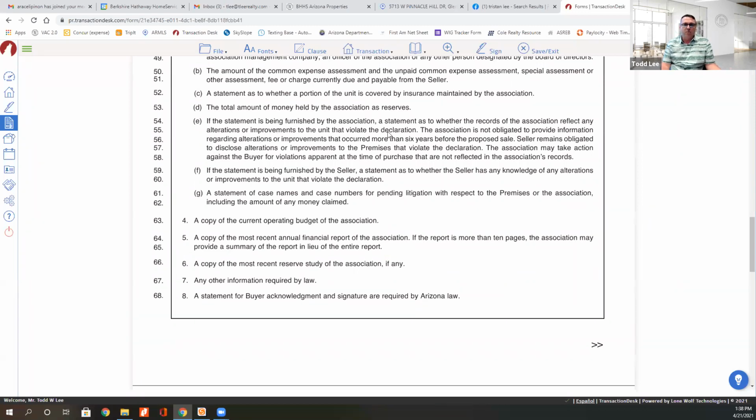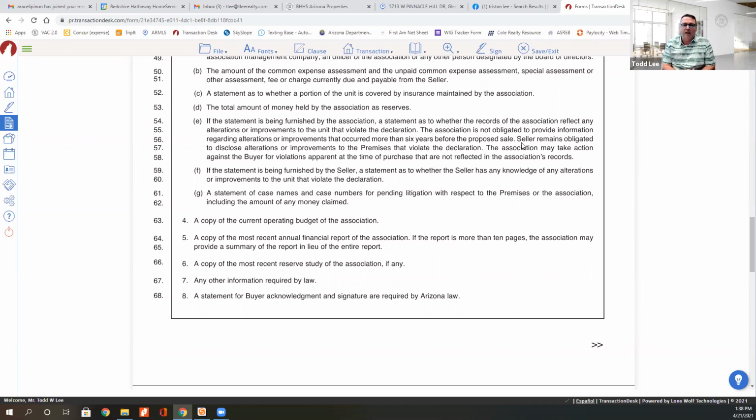If the statement is being furnished by the association, a statement as to whether the records of the association reflect any alterations or improvements to the unit that violate the declaration. The association is not obligated to provide information regarding alterations or improvements that occurred more than 6 years before the proposed sale. Seller remains obligated to disclose alterations or improvements to the premises that violate the declaration. So that's still on the seller to make sure that they are disclosing any alterations or improvements that may be a violation. The association may take action against the buyer for violations apparent at the time of purchase that are not reflected in the association's records.